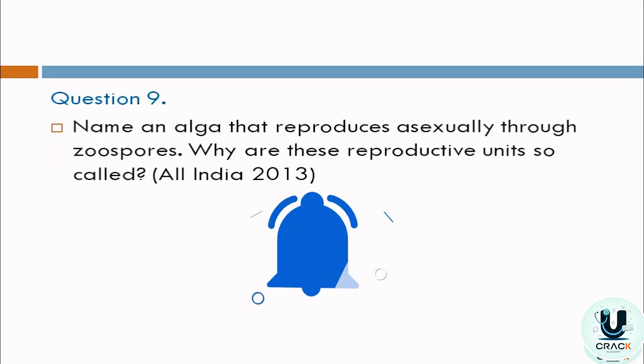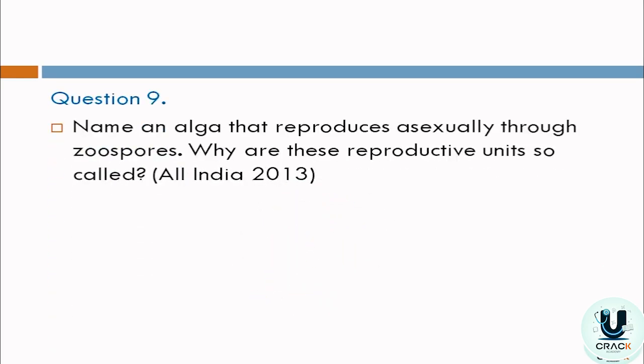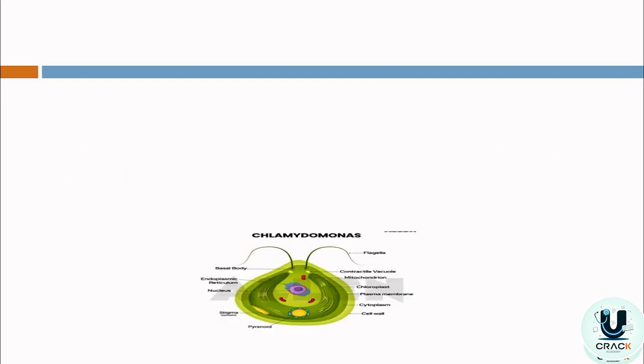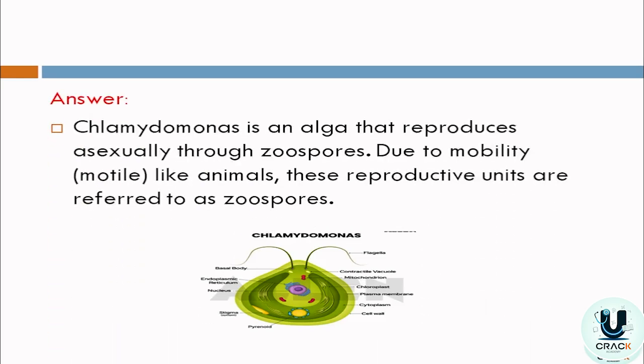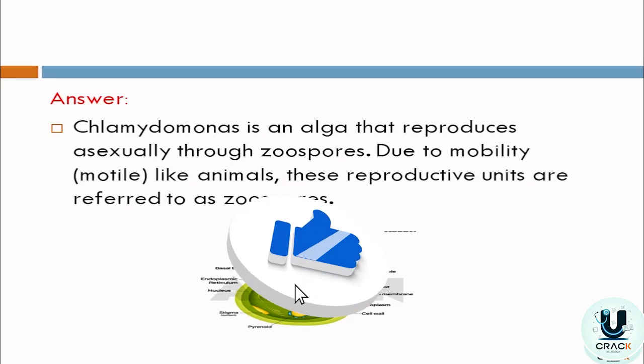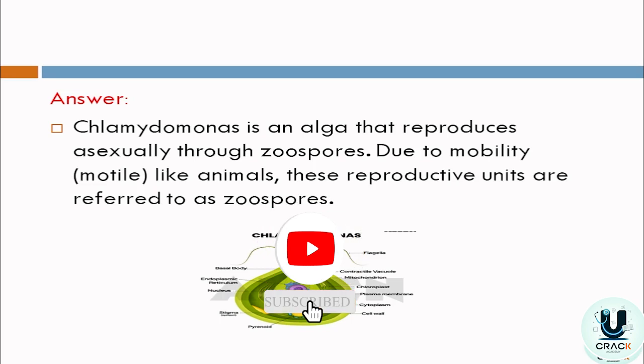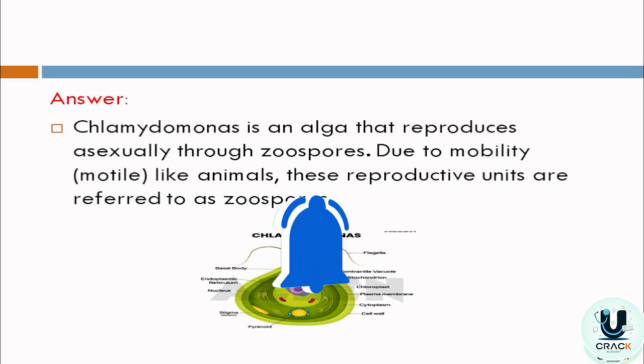Question number 9. Name an algae that reproduces asexually through zoospores. Why are these reproductive units so called? Answer, Chlamydomonas is an algae that reproduces asexually through zoospores. Due to motility, motile like animals, these reproductive units are referred to as zoospores.